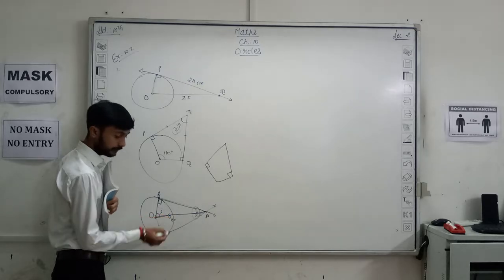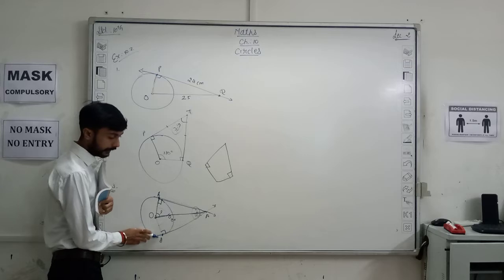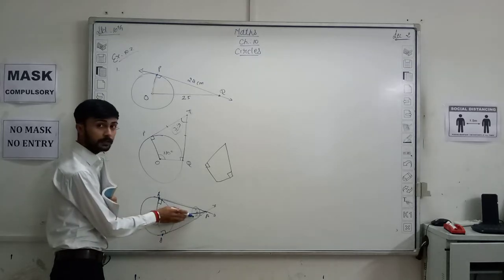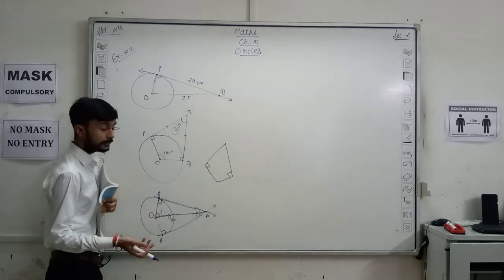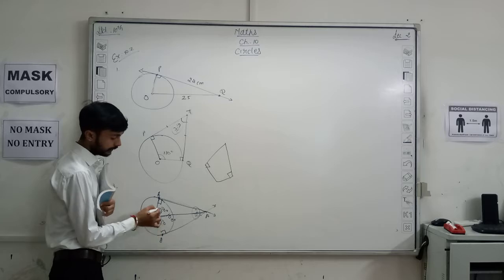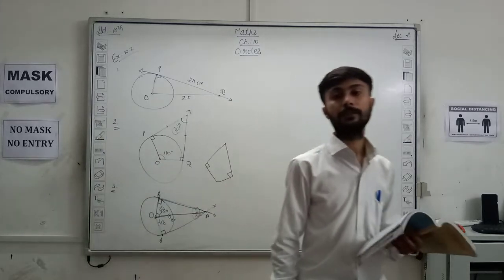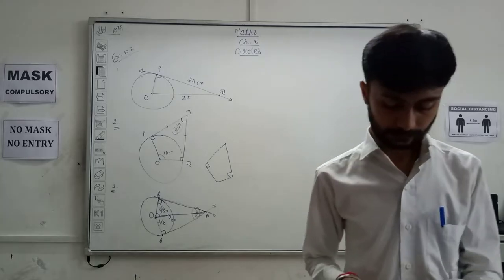So here the whole angle is 100 degrees. Why? This is 90 degrees, so 90 plus 90 is 180. 180 plus 80 is 260, and 260 plus 100 becomes 360. That means each of the angles is 50 degrees. So our angle POA is 50 degrees, right?